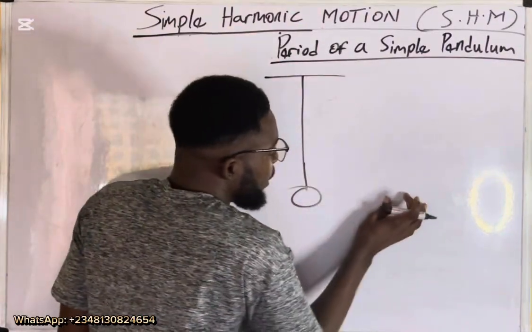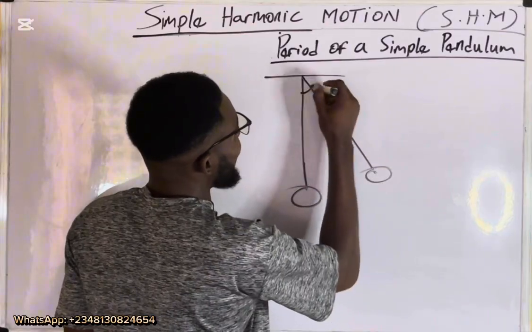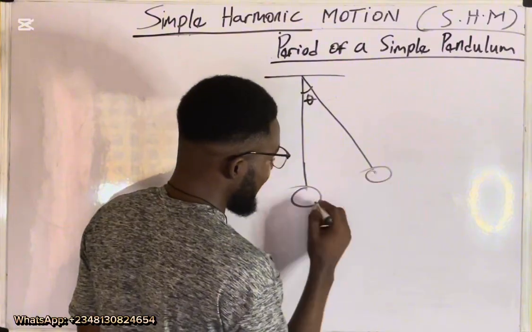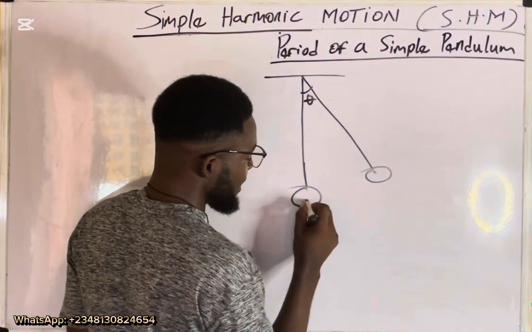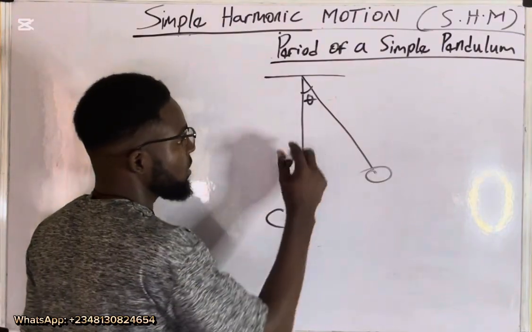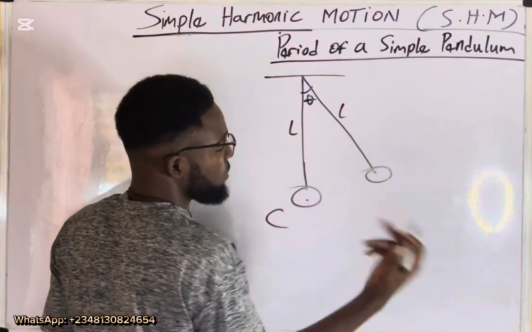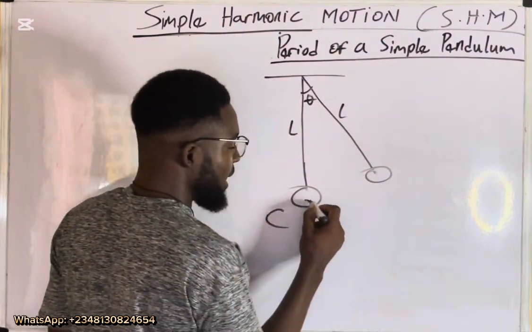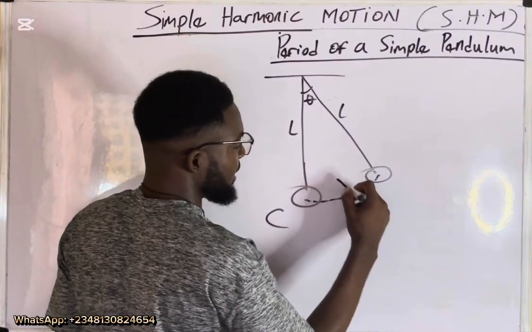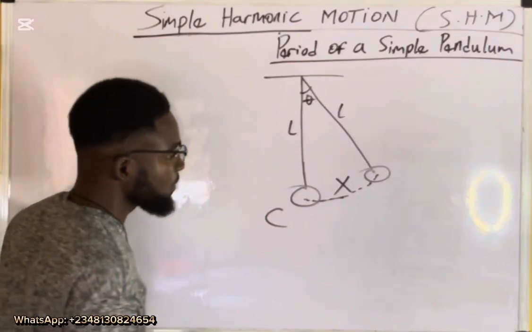If I take this bob to this other side, at this point I have an angle, theta. Right here, this is the center position, the mean position, the center of oscillation. This is the length of the string. Same thing right here. From here to here, this forms an arc. Let's call it X, the arc of a circle.